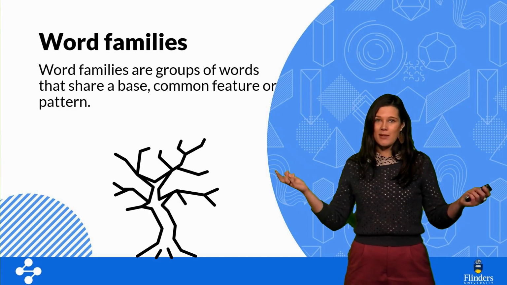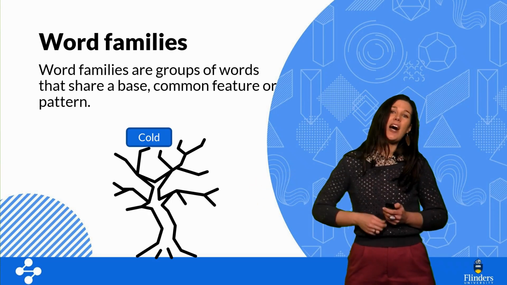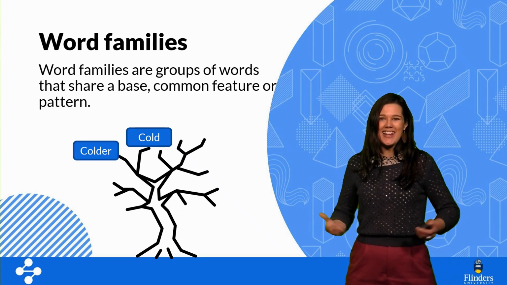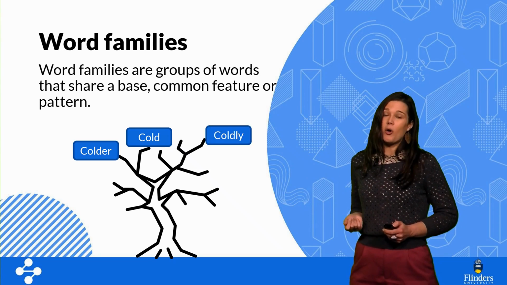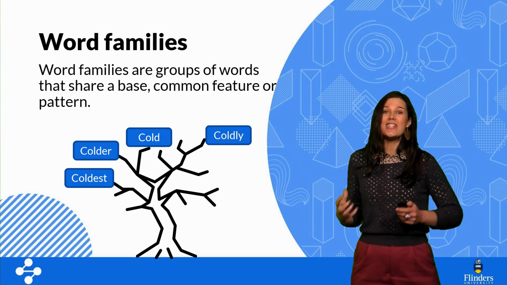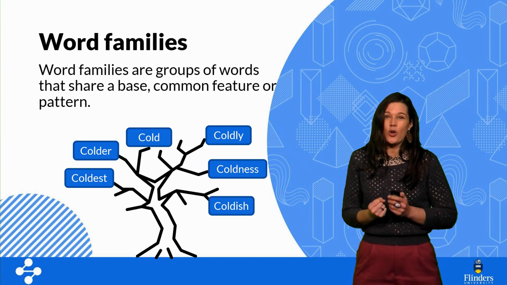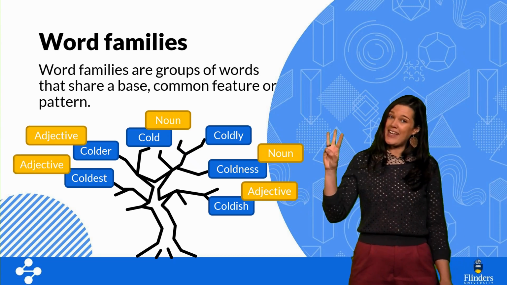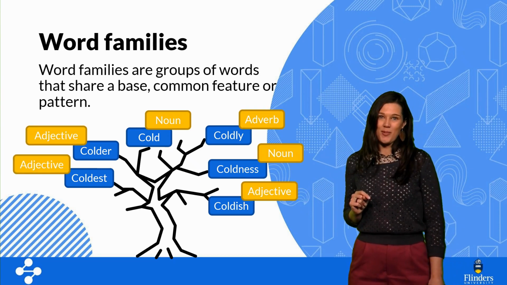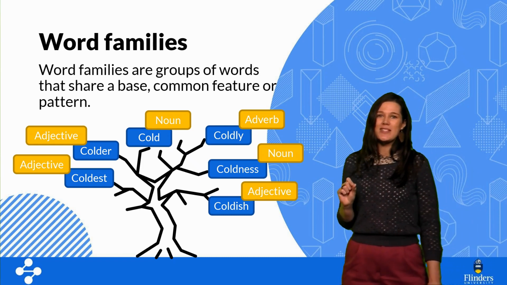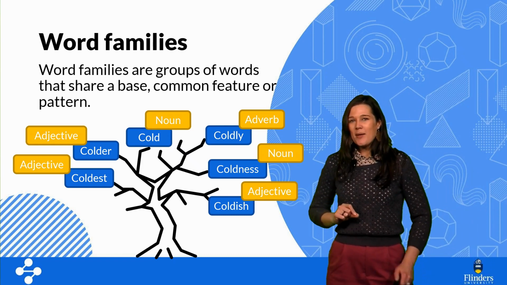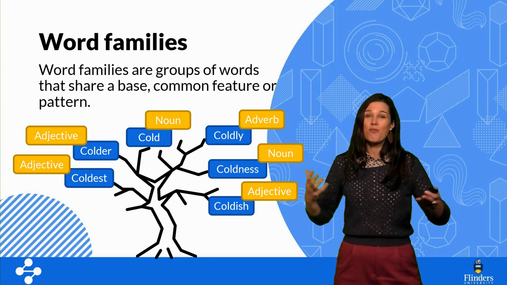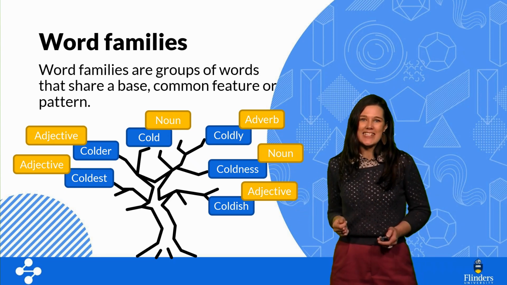So for example, in my word family tree, I might start with the word cold as my root word. And from cold, I can modify and end up with colder, or maybe coldly, or coldest, or coldness, or coldish. Now, of these, we have 2 nouns, we have 3 adjectives, and we have 1 adverb. And knowing the different types of forms of the word cold means that I can increase my vocabulary, I can use this word correctly in different contexts, and I can change up my writing as I need to.